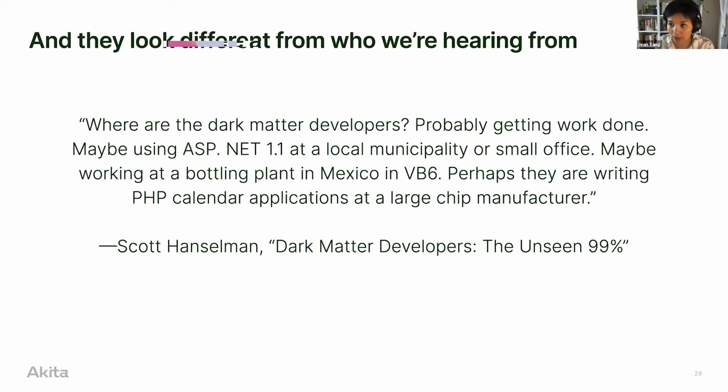And what I discovered was that Scott Hanselman, who I think is a program director, like an Uber developer relations person at Microsoft, has this great blog post about the dark matter developers. And he says, where are the dark matter developers? Probably getting work done, maybe using ASP.NET 1.1 at a local municipality or small office, maybe working at a bottling plant in Mexico in VB6. Perhaps they're writing PHP calendar applications at a large ship manufacturer.